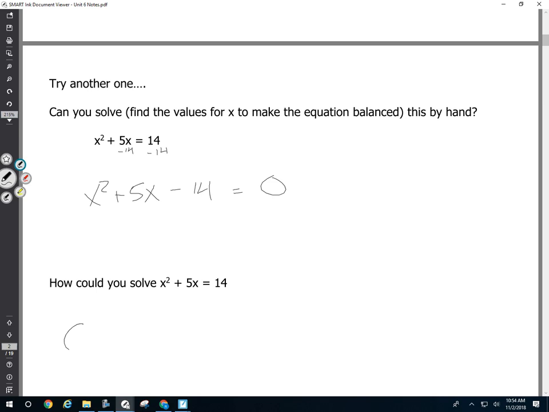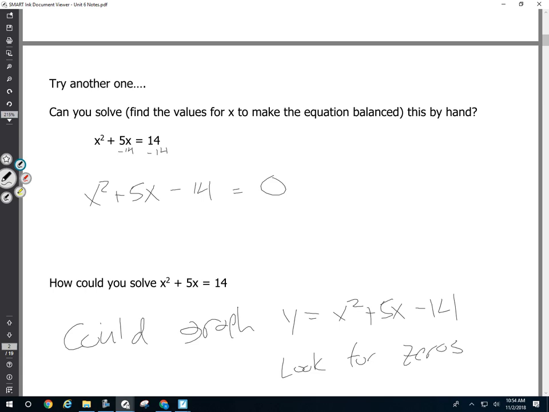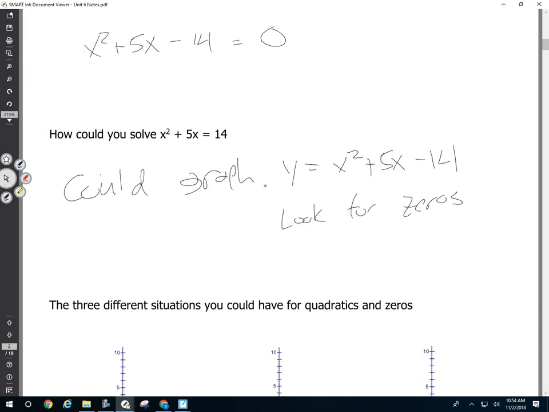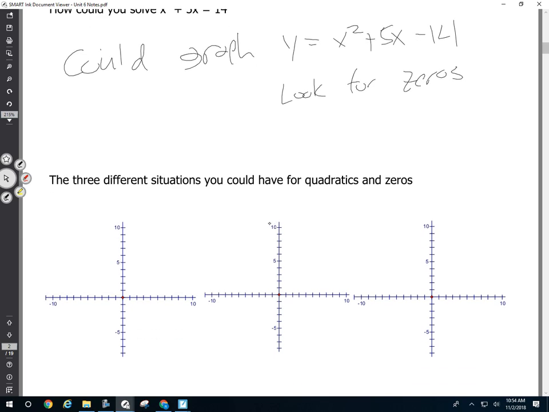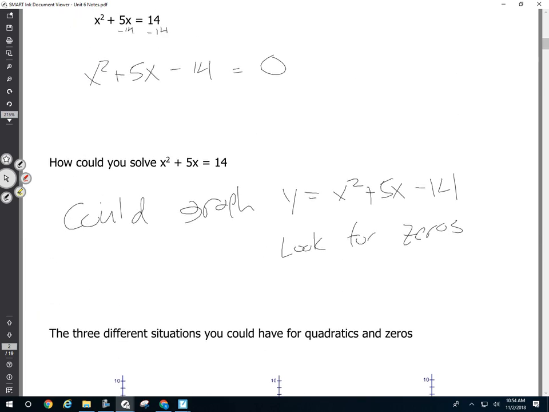I could graph y equals x squared plus 5x minus 14 and look for the zeros. And your graphing calculator has multiple ways that it can find even decimal values if there are zeros. But we're not going to do that. You're not going to be able to use your graphing calculator. So I need another approach. The approach comes from the fact that we'll have a zero on one side, and the zero is very important.